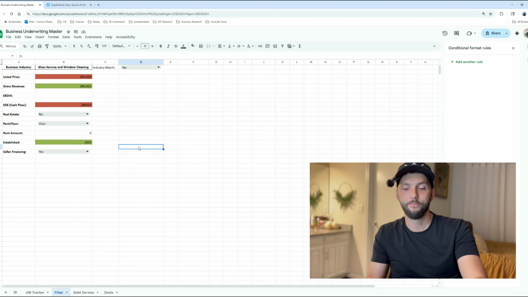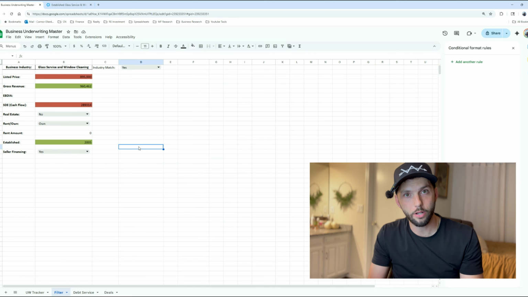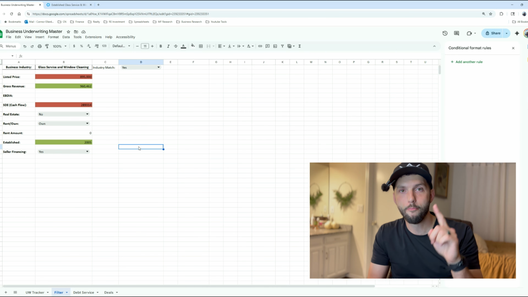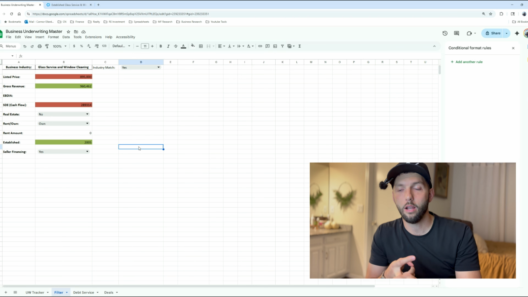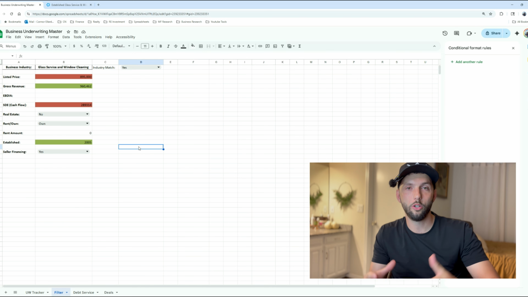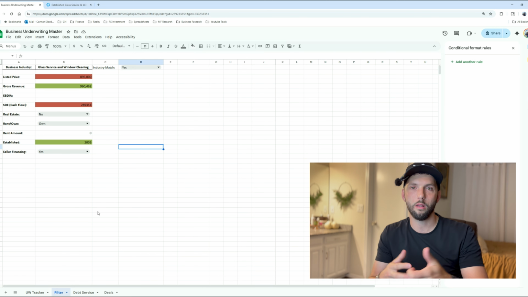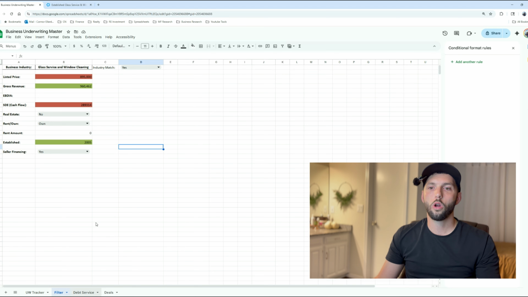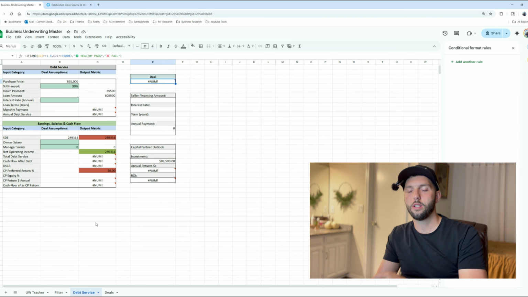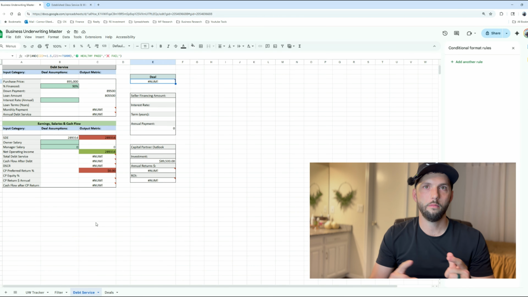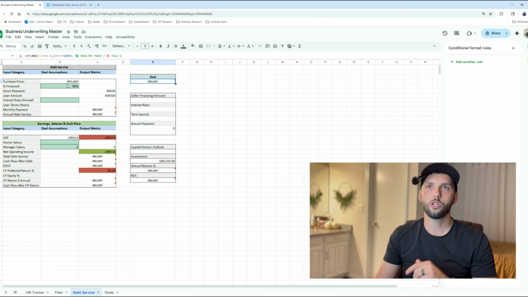Now, in my case, I'm looking to have enough margin for a capital partner, enough margin for an operator, and someone I can even give some equity to and really grow the business, give them some skin in the game. So, all right, we're going to move over to debt service. This is where the fun begins. This is where the magic happens. So we're going to start at the top. Purchase price actually transferred over.